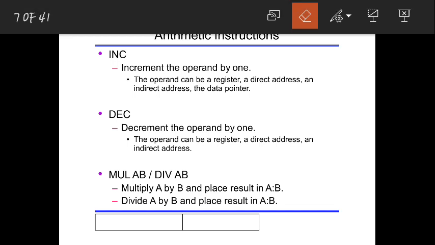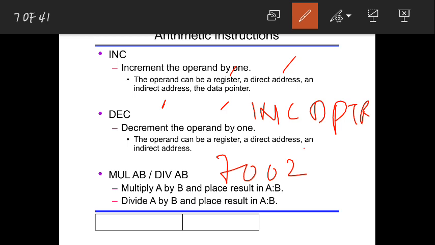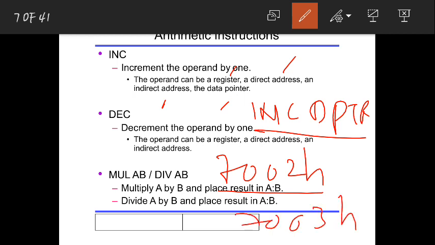Next you have the data pointer. The increments we have seen are for register, direct address, and indirect address. Now for the data pointer, if you have increment DPTR, and if DPTR is pointing towards 7002H, a 16-bit address, whenever you write increment DPTR, if DPTR already has 7002, then after incrementing, the result you will get is 7003H. So the DPL will be incremented by 1.